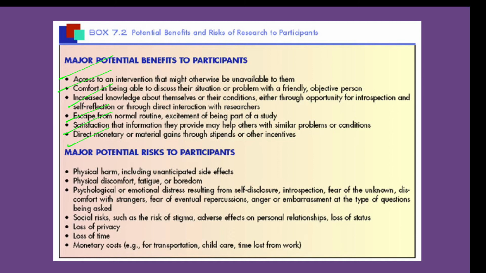So, and sometimes there are certain research that do not really provide any monetary or token gains, no? Especially if it's just a simple survey that they have to answer online, then you don't really have to do so, no?